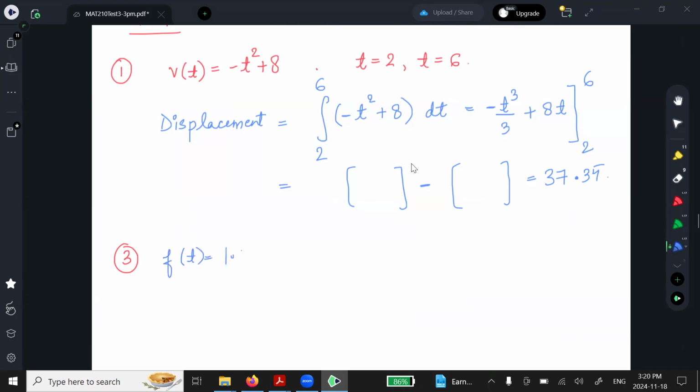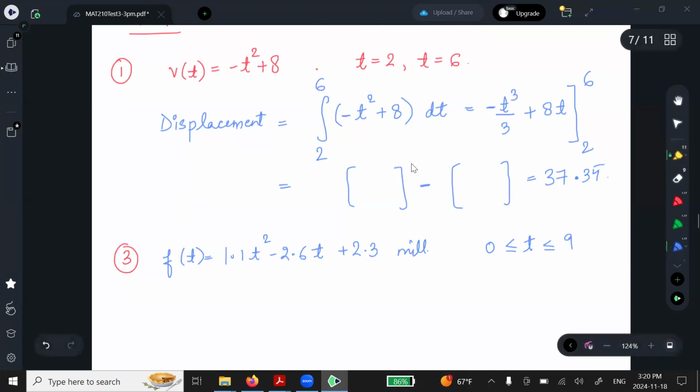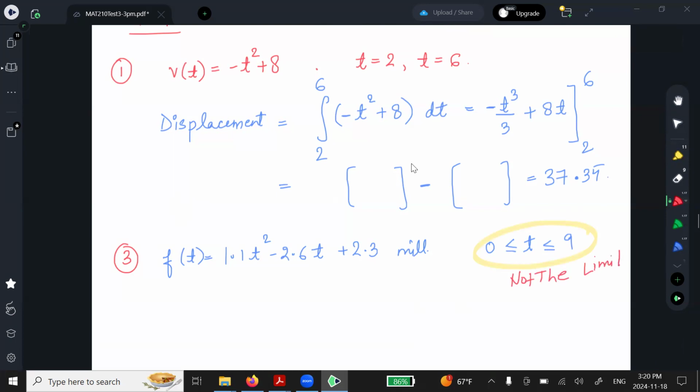The function is 1.1 t squared minus 2.6 t plus 2.3 million hours of video. t is going from 0 to 9. Now that's not your limit. See, they try to confuse you here, right? This is not the limit of your integral. You have to see where it begins from.